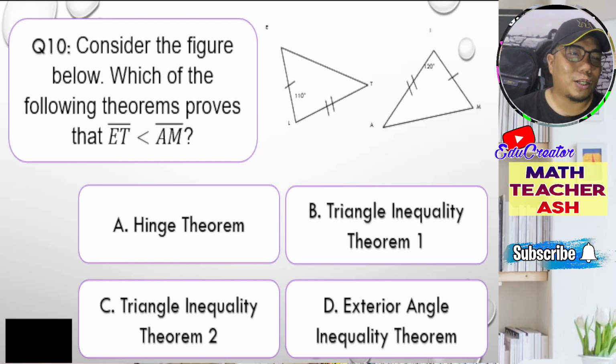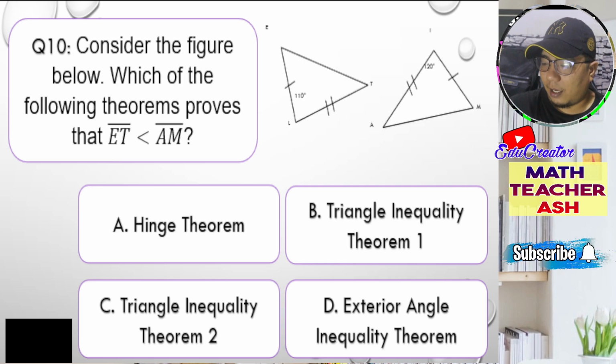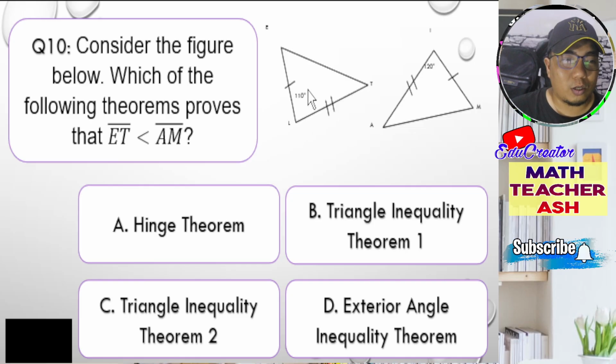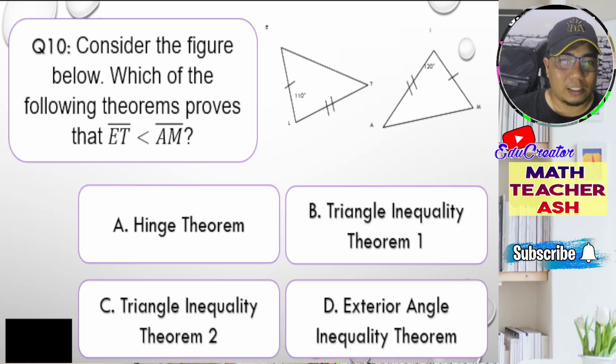Alright, math learners, this question talks about a definition and an application of a certain theorem. Now, in terms of this example, if you have two sides that are congruent to another two sides of the second triangle, but the included angle is different, okay, the included angle here we have 110 degrees, while here we have 120 degrees. If you have different included angles but the sides forming that included angle are the same, this falls under the hinge theorem.